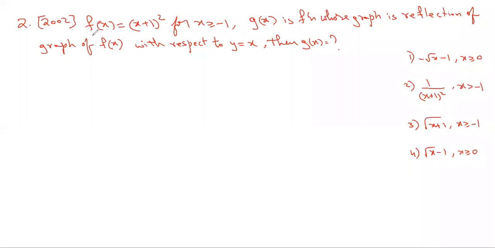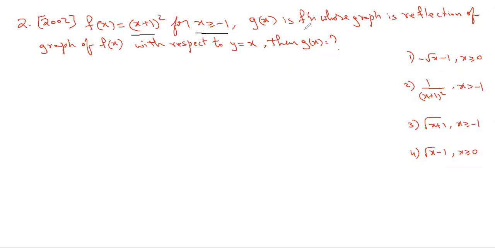So they are given f of x is equal to (x plus 1) the whole square. This is the definition of the function, and that is also defined only for x greater than or equal to minus 1, not for all real numbers. So the domain of this function in general is all real numbers, but in this particular problem it is given only for x greater than or equal to -1.